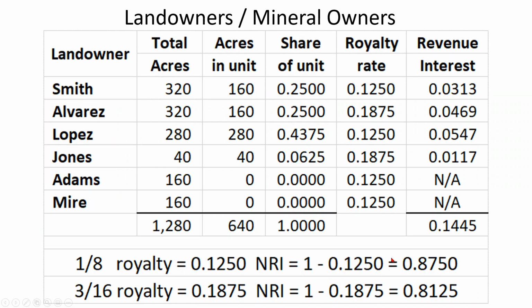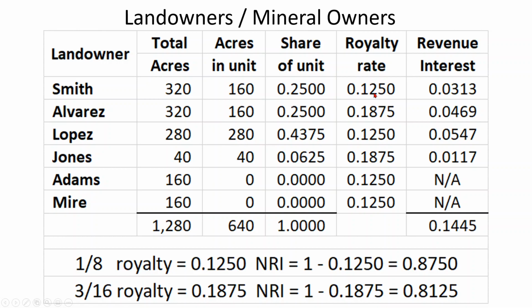All right, so let's look at the mineral owners, the landowners. We have all the family names here, Smith through Mire, and how many acres of land they own. So the Smith family owns 320 acres, but only half of it is in the unit, the southern half. The unit is 640 acres. So if you want to know what share of the unit the Smith family has, you divide 160 by 640, and you get 0.25. So they own 25% of the unit.